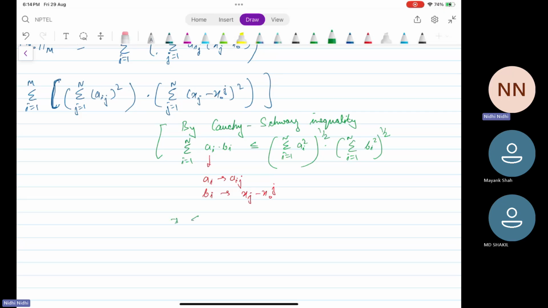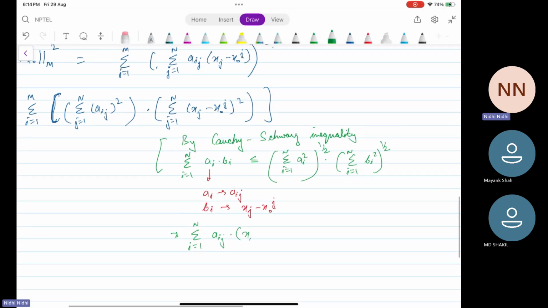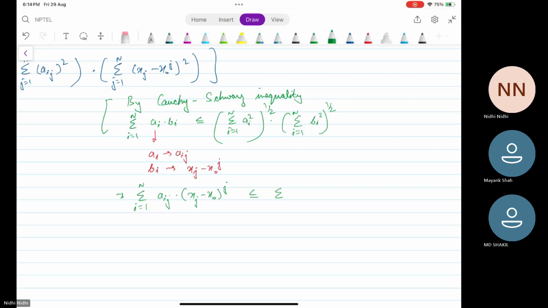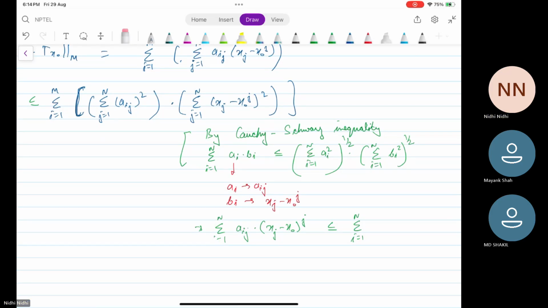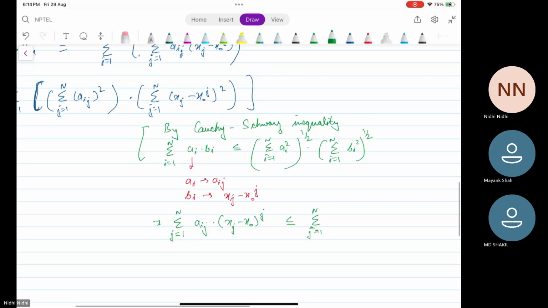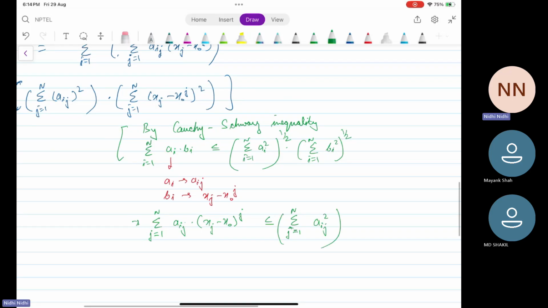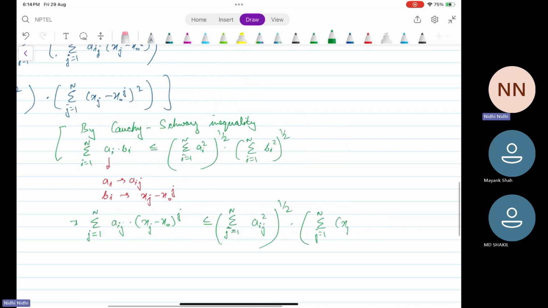So from there we get the summation over j from 1 to n of aij times (xj minus x naught j), which is less than or equal to the summation over j from 1 to n of aij square to the power 1 by 2, times the summation over j from 1 to n of (xj minus x naught j) square to the power 1 by 2.